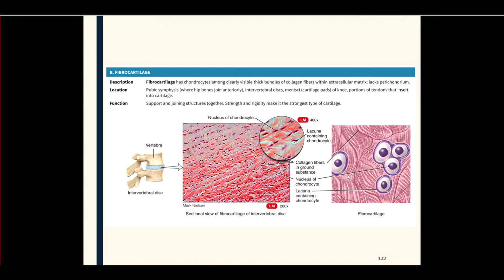From another book, again you can see the lacuna, which is the cavity, with the chondrocyte living within it, and again you can see much more densely packed collagen fibers there. And this book is also showing the disc.